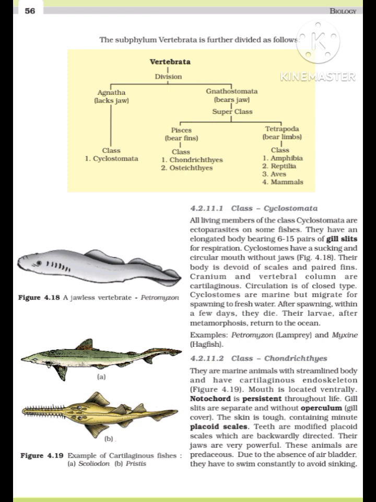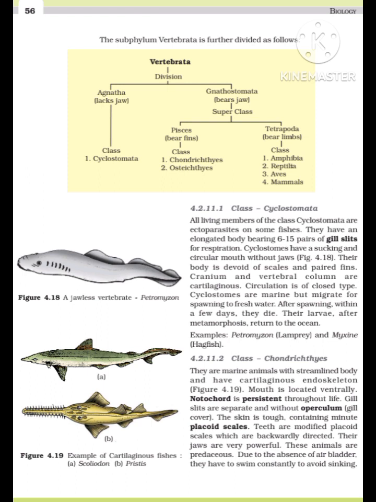The subphylum Vertebrata is further divided as follows: Division Gnathostomata, which bear jaws, and Agnatha, which lack jaws. Superclass Pisces, which bear fins, includes Class Cyclostomata, Class Chondrichthyes, and Class Osteichthyes. Tetrapoda, which bear limbs, includes Class Amphibia, Reptilia, Aves, and Mammalia. Figure 4.18 shows a vertebrate, Petromyzon.